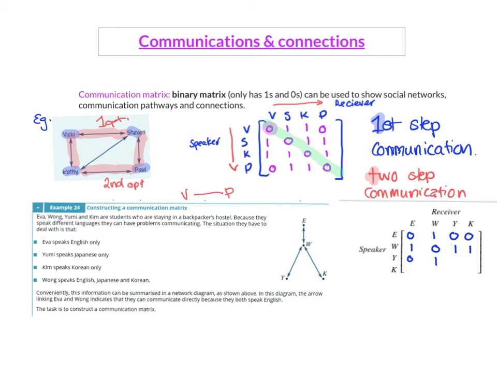Yummy to Wong, yes. Yummy not to themselves, and not to Kim. And the last one, Kim to Eva, no. Kim to Wong, yes. Not to Yummy and not to themselves. So that would be setting that up.